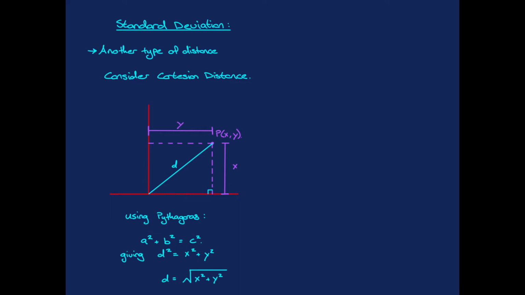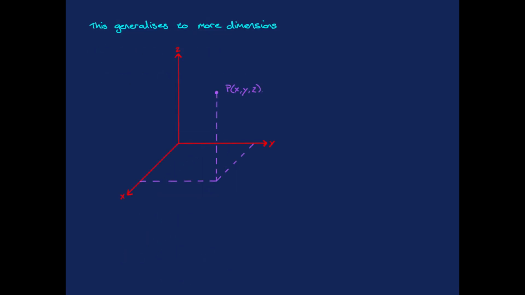This works because we can form a right-angled triangle, but more generally because the coordinates of x and y are what we call independent of one another. This process generalizes to multiple dimensions.